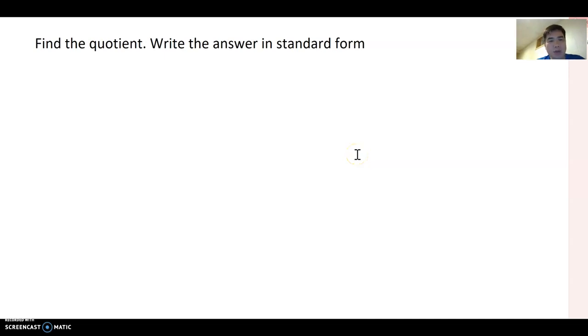So this time we will talk about finding the quotient of complex numbers. Look at this example, part A. The question is 5 over i. Okay.